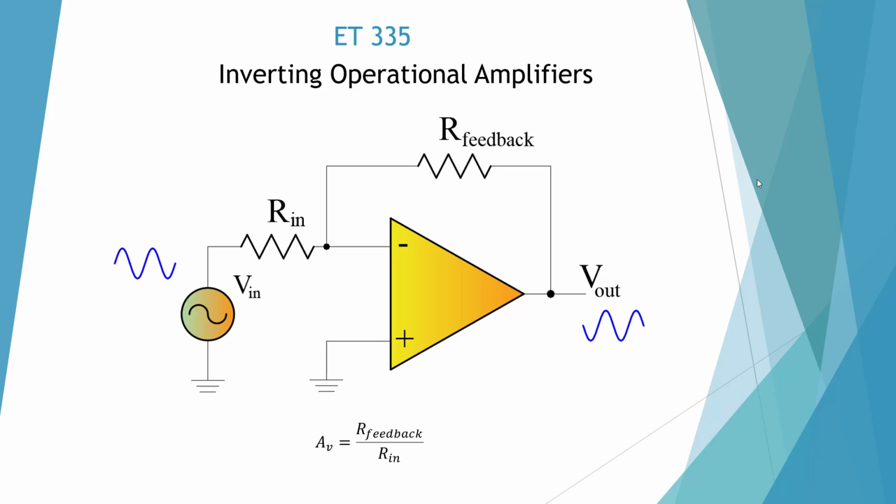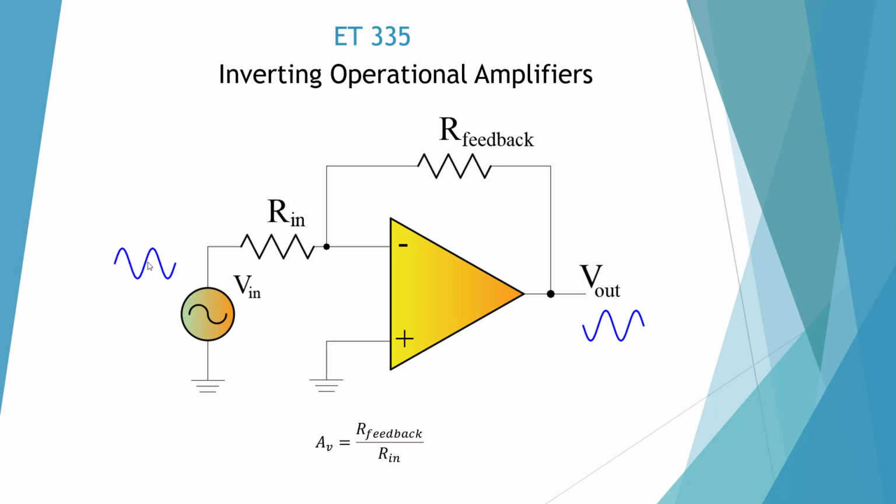Here is an inverting operational amplifier, and we have our input resistor and our feedback resistor. This gain, Av, A is gain, V is voltage gain, is our feedback resistance divided by our input resistance, and that's going to give us gain. Gain is unitless, and so we'll utilize that in order to calculate the gain, and then we can calculate the output voltage.